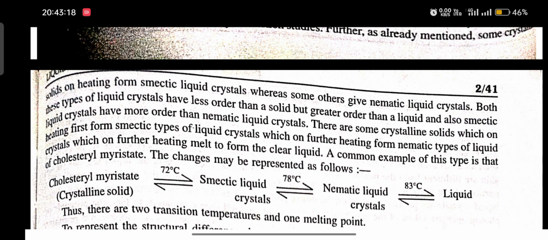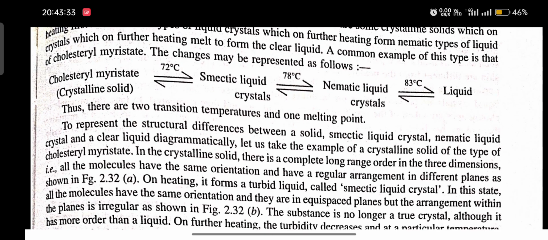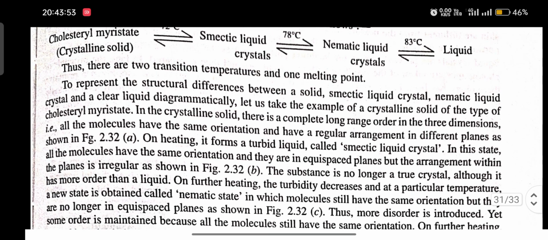There are some crystalline solids which on heating first form the smectic type of liquid crystal, which on further heating forms the nematic type of liquid crystal, which on further heating melts to form a clear liquid. A common example of this type is cholesterol myristate. The change may be represented as follows: cholesterol myristate into smectic liquid crystal into nematic liquid crystal into liquid. Thus, there are two transition temperatures and one melting point.